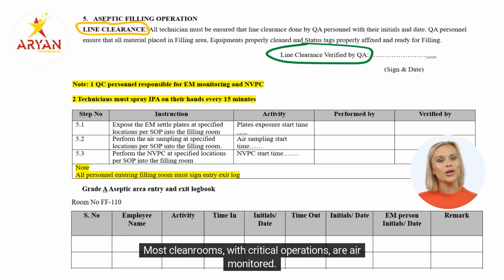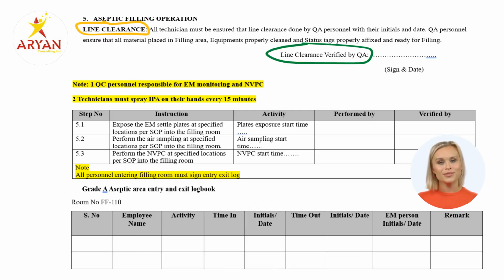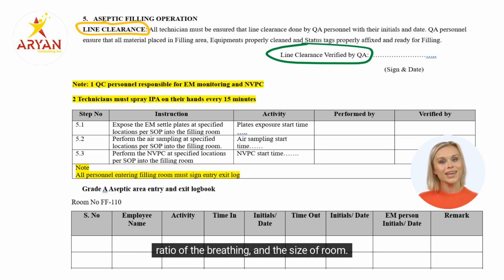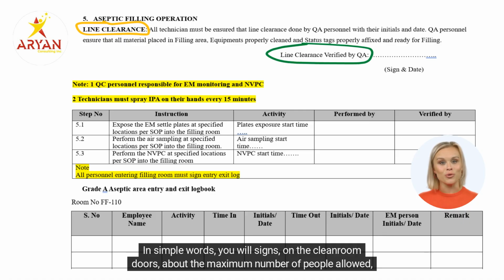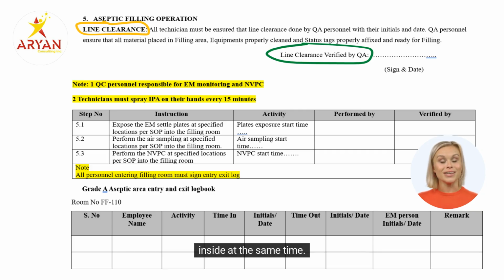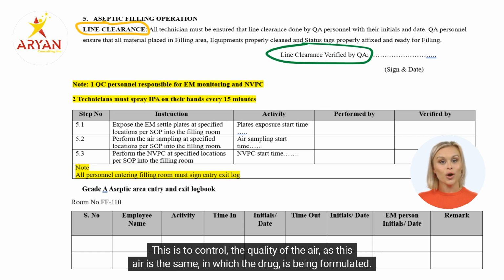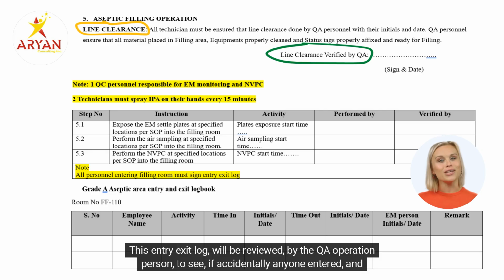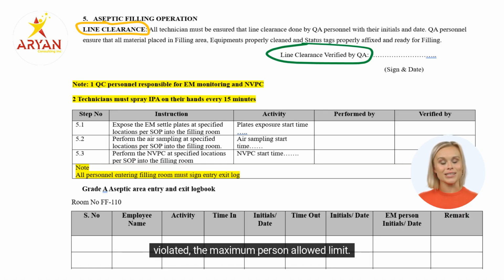Most cleanrooms with critical operations are air monitored. Therefore, only a certain number of people can be in at the same time due to the ratio of the breathing and the size of the room. In simple words, you will see signs on the cleanroom doors about the maximum number of people allowed inside at the same time. This is to control the quality of the air, as this air is the same in which the drug is being formulated. This entry-exit log will be reviewed by the QA operation person to see if accidentally anyone entered and violated the maximum person allowed limit, which could be a deviation.